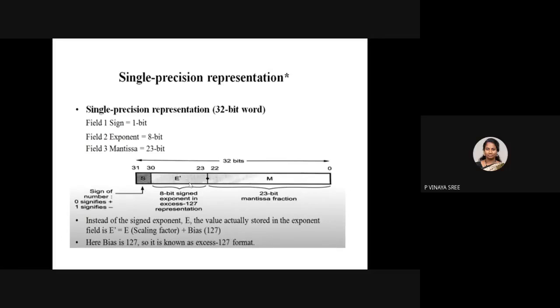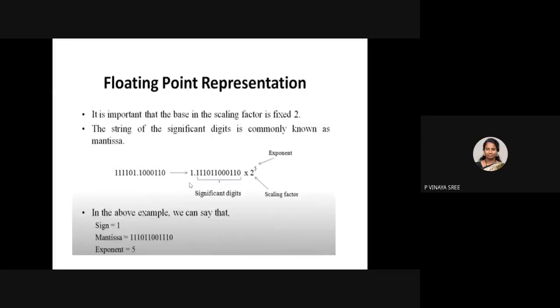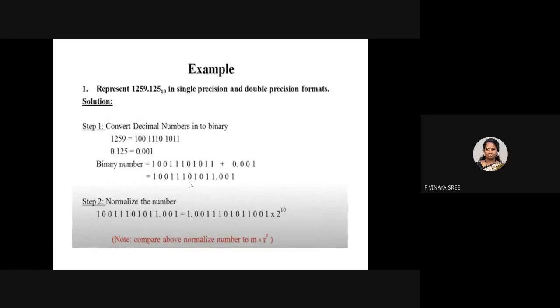If anyone has done it, tell me the answer, what value are you getting? I will show the first two steps also. These are the steps you need to write this way. Step one, convert the decimal number into binary. For the integer part, you need to do division. For the fractional part, you need to do multiplication.